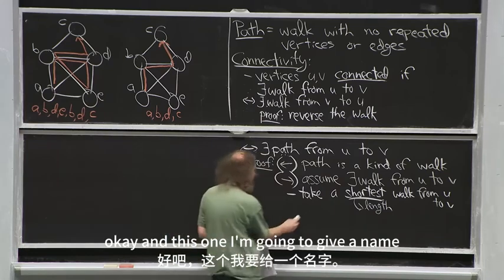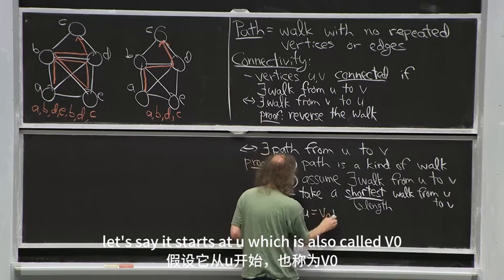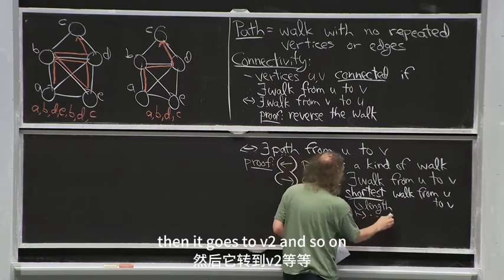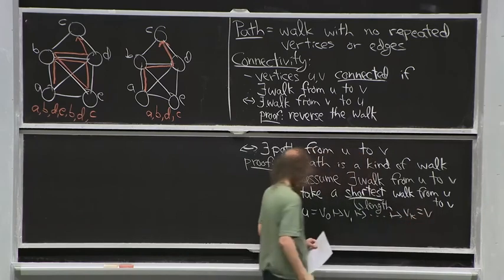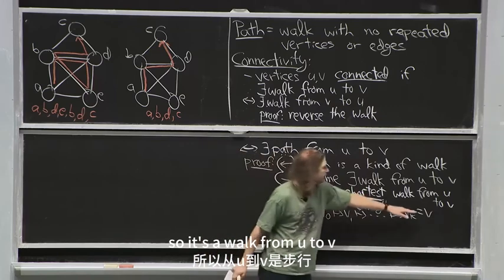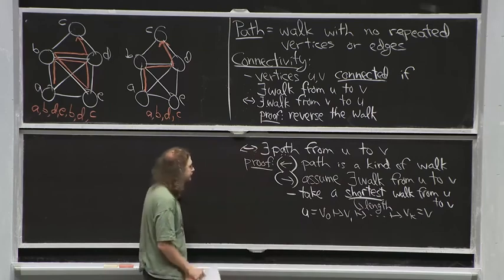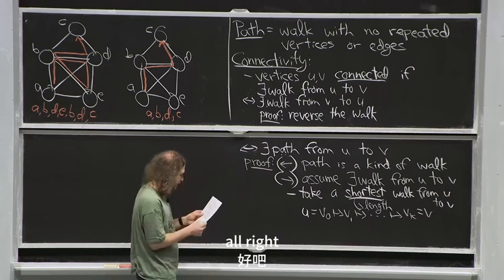Okay, and this one I'm going to give a name. Let's say it starts at u, which is also called v0. Then it goes to v1, then it goes to v2, and so on, until it reaches vk, which equals v. So it's a walk from u to v using some number of edges in between. Okay, but now I know it's shortest. All right.